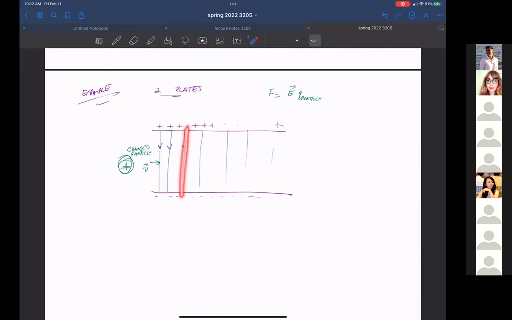So regardless of whether the particle's here, there's only going to be a force pointed on it. The force is going to be pointed down, and it's always going to be the same force, regardless of whether it's up here or down here. Does that make sense? Qualitatively?